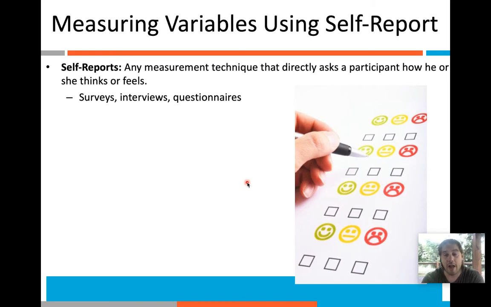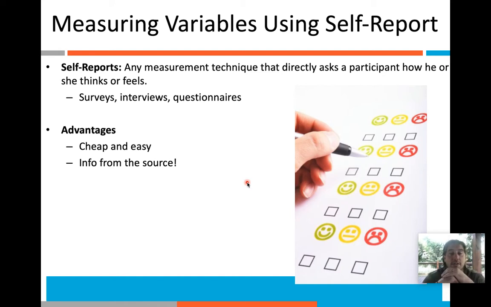You will interact with these at the end of the semester when you do your evaluations of teaching for all of your courses. Right? That's a self-report survey or questionnaire where Georgia State is just asking you directly about your experience in the course.